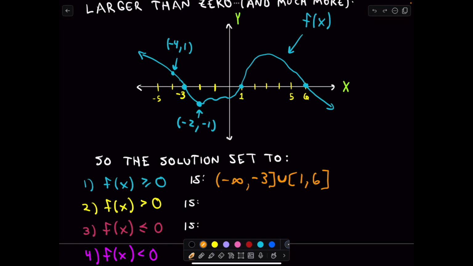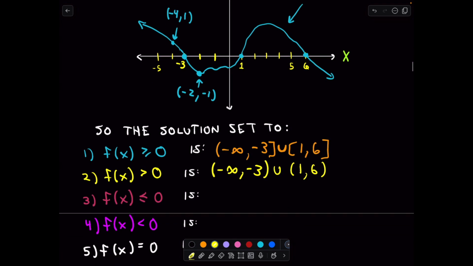So in this case, our solution would still be from negative infinity, but now we have to leave negative 3 out, so the notation we use is parentheses. The same thing, we leave 1 and we leave 6 out, but we capture everything in between, so we'll use parentheses. And again, I have my union symbol.